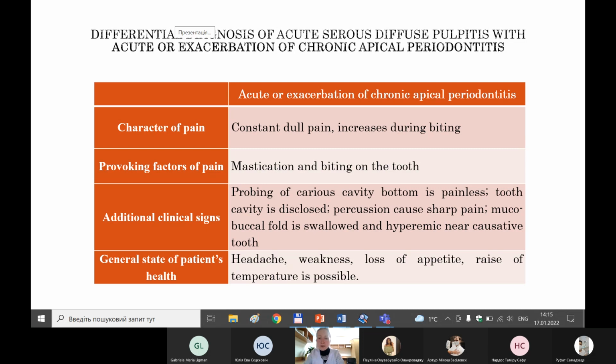Tooth cavity is disclosed. Percussion causes sharp pain. In pulpitis, it can be present or can be absent. Mucobuccal fold is swollen and hyperemic near the causative tooth. In the case of pulpitis, there are no changes in the mucobuccal fold. Gums are normal. General state of the patient's health: headache, weakness, loss of appetite, a rise of temperature is possible. So in pulpitis, possible, but not obligatory. In the case of acute exacerbation of chronic apical periodontitis, these general symptoms are always present and they are obligatory.